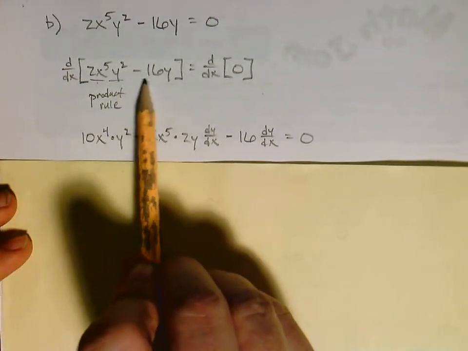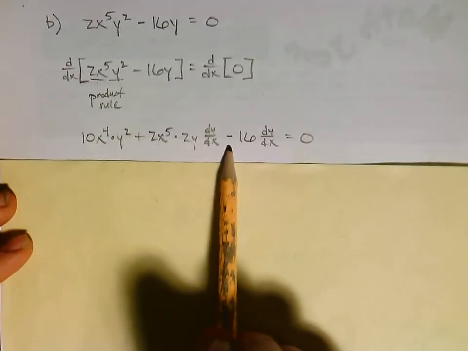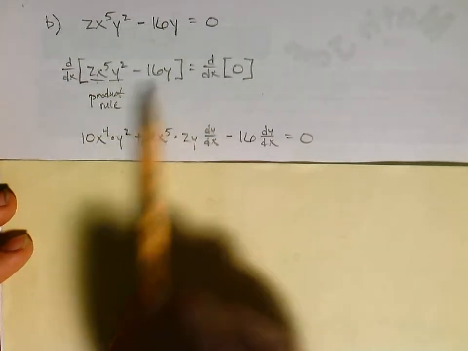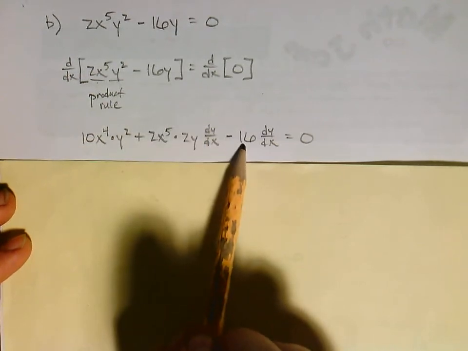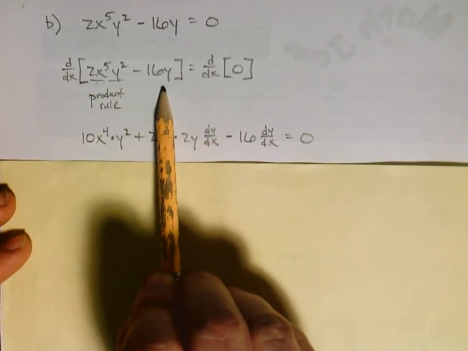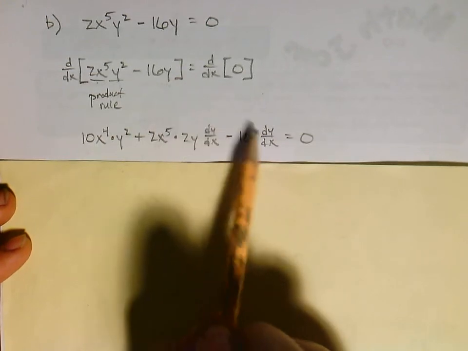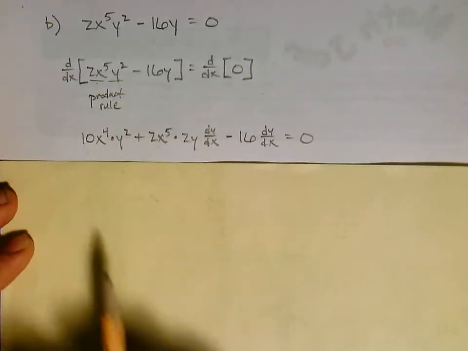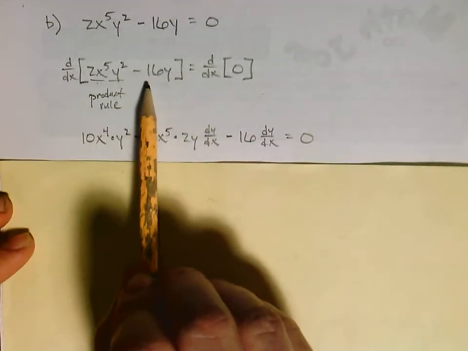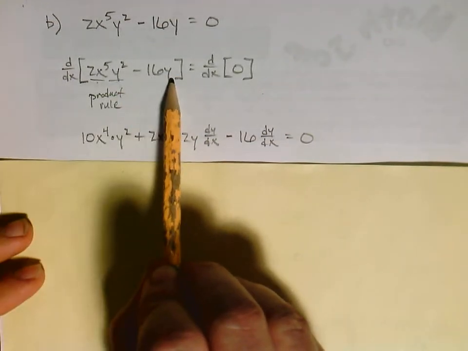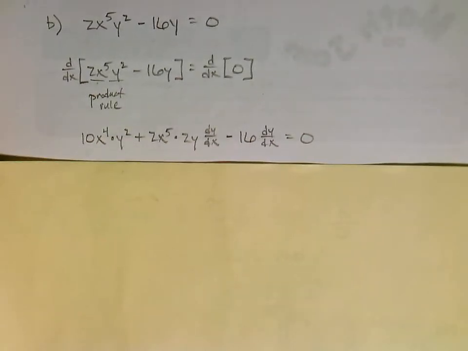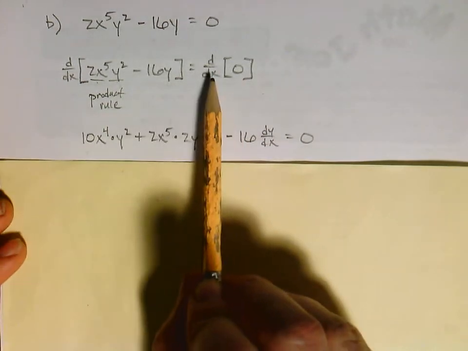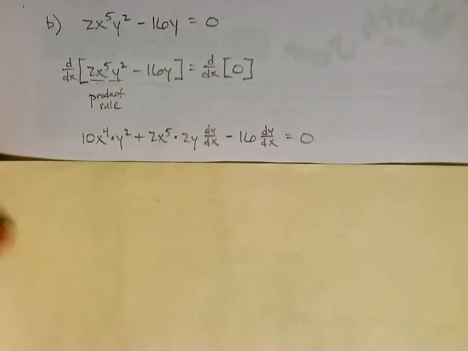Then we move on to the minus 16y, so we'll subtract. What's the derivative of that? Well, the 16 is a constant multiple, so that's going to carry along. And then the derivative of y is dy over dx. So again, we took the derivative as normal, 16, and then we attached dy over dx. And then we can move on to the right side. This equals, well, the derivative of 0 is 0.